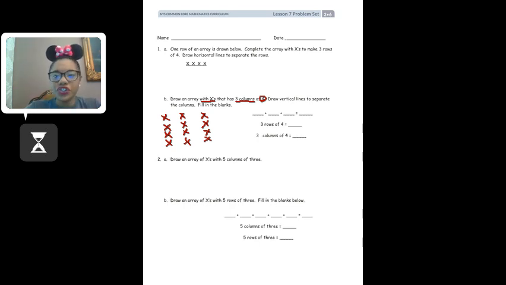So we have 1, 2, 3 blanks, and these blanks in this repeated addition equation represent the columns. So in our first column, we have how many X's? 1, 2, 3, 4. So I'm going to put 4 in my first blank. And then in my next blank, I have 1, 2, 3, 4, so I'm going to put 4. And then in my next column, I have 1, 2, 3, 4, so I'm going to put 4 in this column.